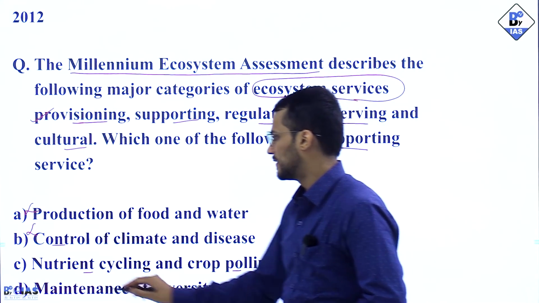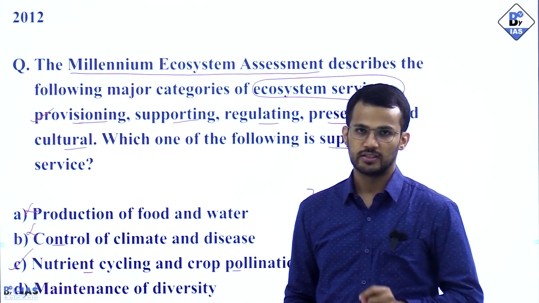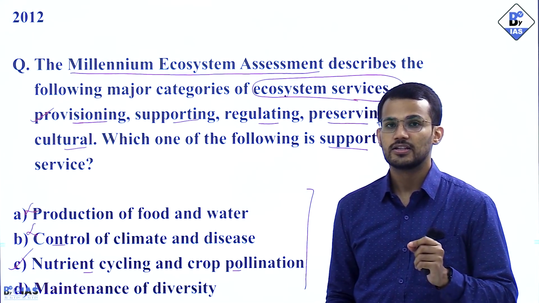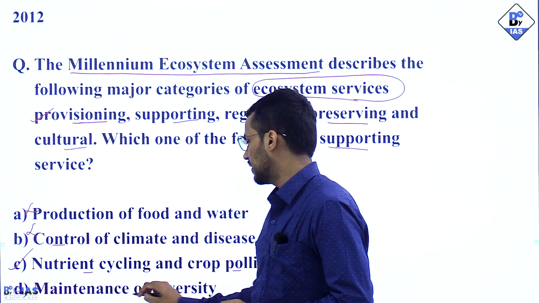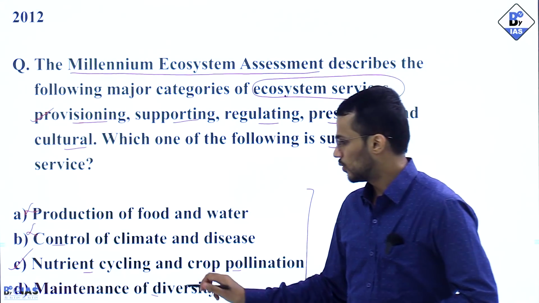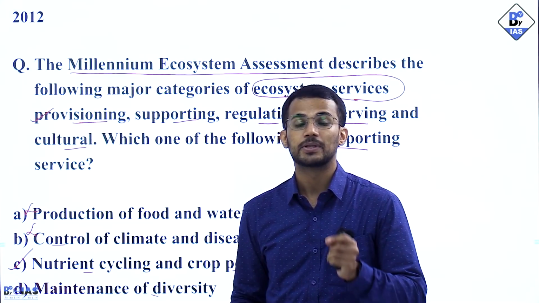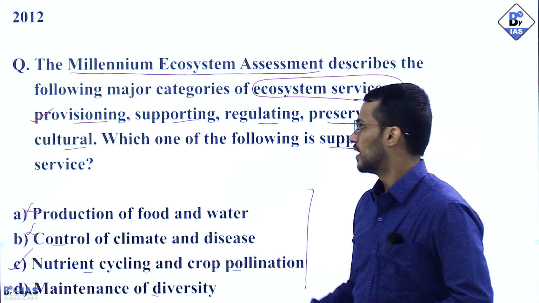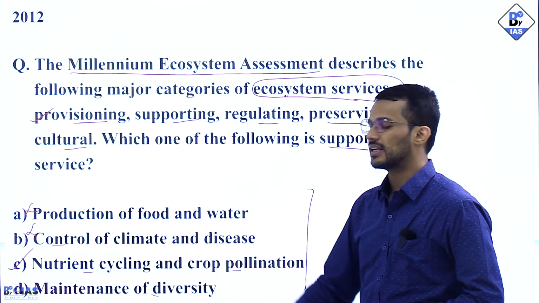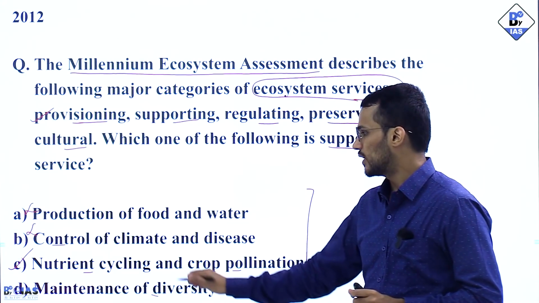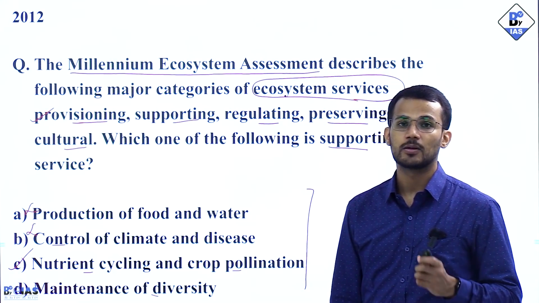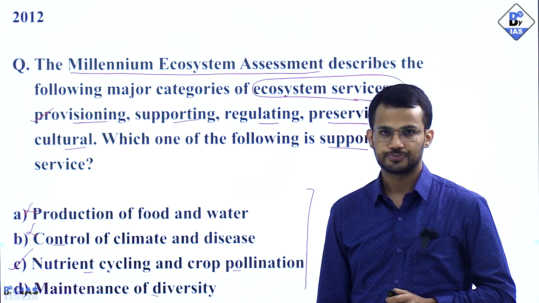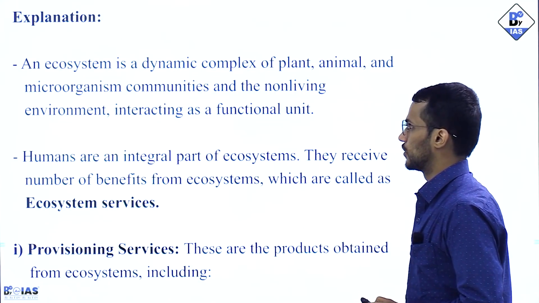Yes, this service is a supporting service. Nutrient cycling and crop pollination are considered supporting services. Last is maintenance of diversity. Maintenance of diversity is a preserving service that we receive from nature, not a supporting service. And hence, for this particular question, the correct answer is C. Nutrient cycling and crop pollination are the supporting services that we receive from biodiversity or ecosystem. Right? Now, next question.